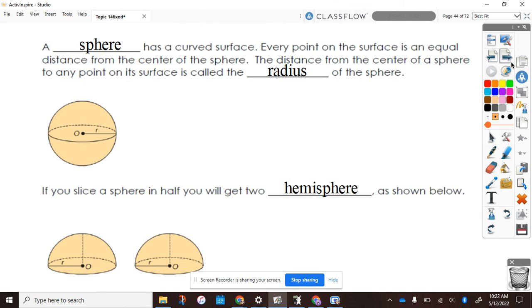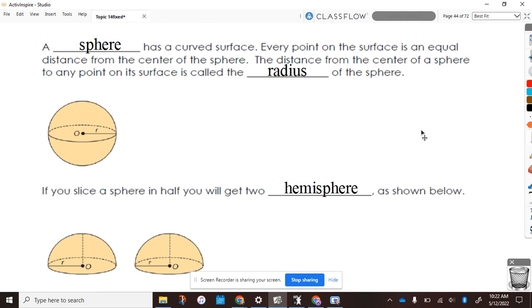Now, I believe that is all of the notes for today. So, on that note, be on the lookout for all three of these items in our next three lessons. That's what we're going to be dealing with.